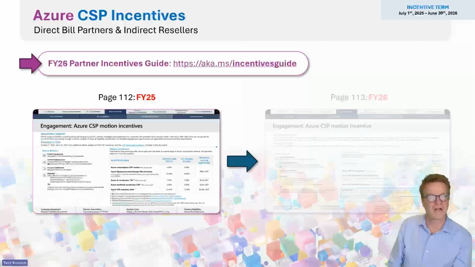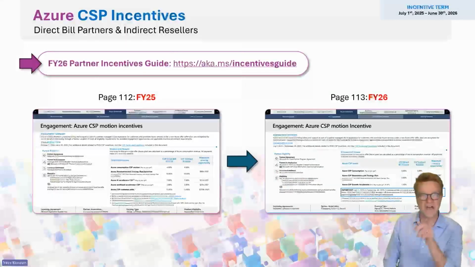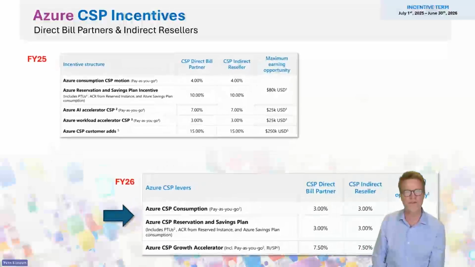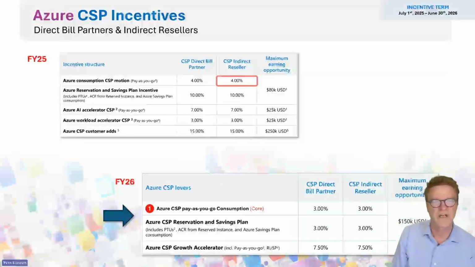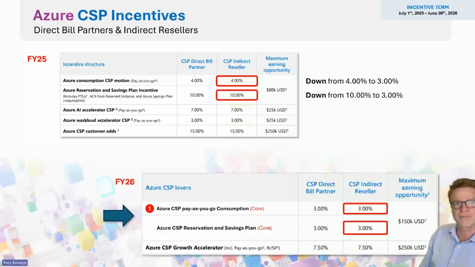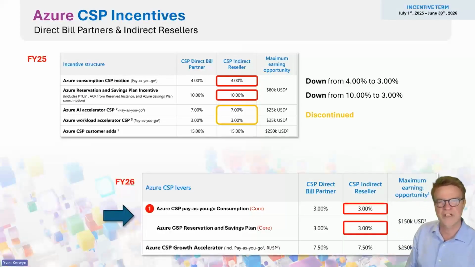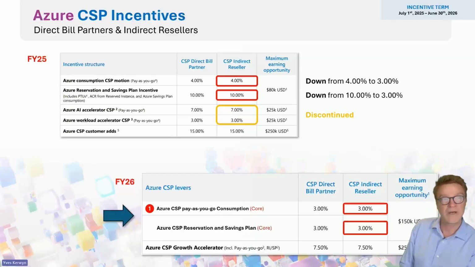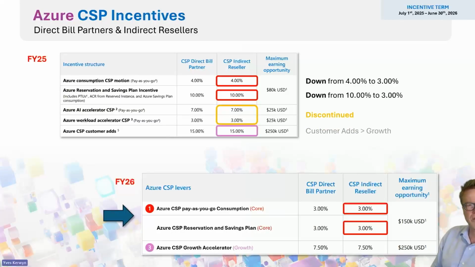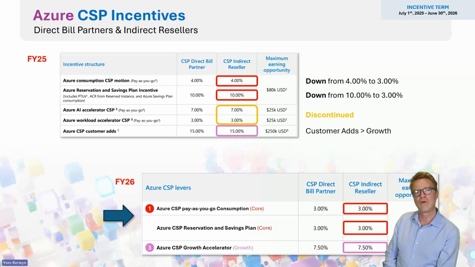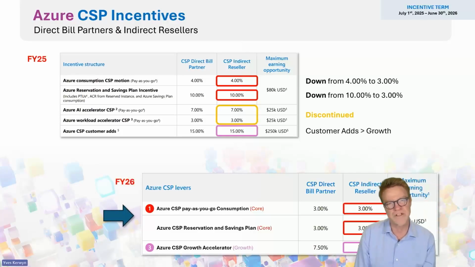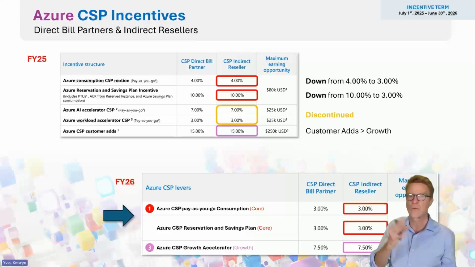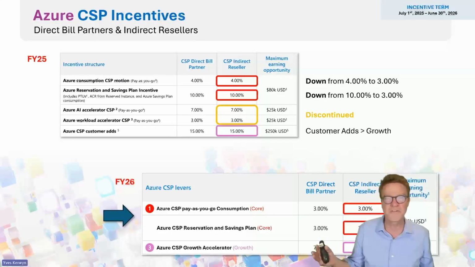Voila. All this comes from the incentive guide. There's a URL. This slide compares how it was before in the previous fiscal year. In the previous year it was 4%, it's now 3%. The reservation was 10%, so it's also 3%, so it's less in a way. But the big change is that Microsoft doesn't give you incentives for new customers, because the problem with customer ads is that you only get it once. If you get a new customer, you get the 15%.